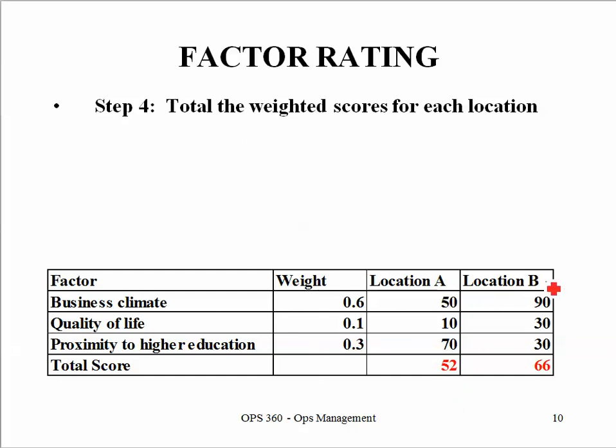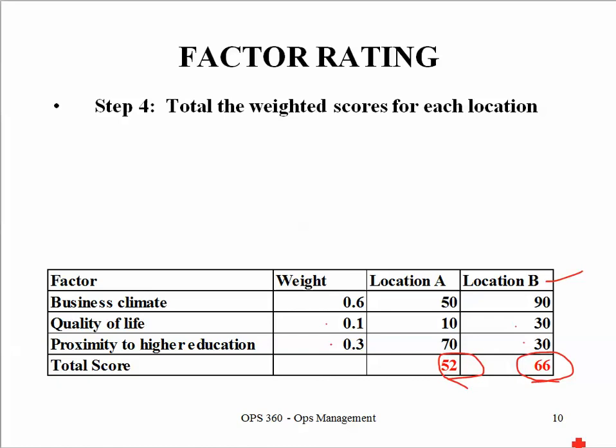For location B, 0.6 times 90 plus 0.1 times 30 plus 0.3 times 30 gives me a total score of 66. So based on this analysis, again, these are subjective weights, these are subjective scores, but if I trust these fuzzy numbers, it looks like location B is the winner with a total score of 66 over location A with a total score of 52.